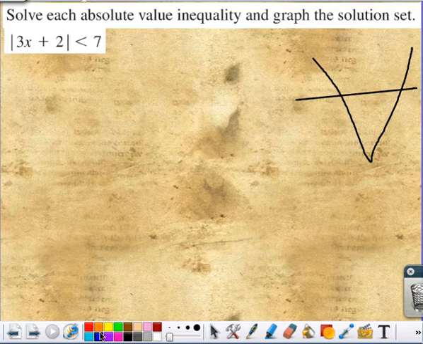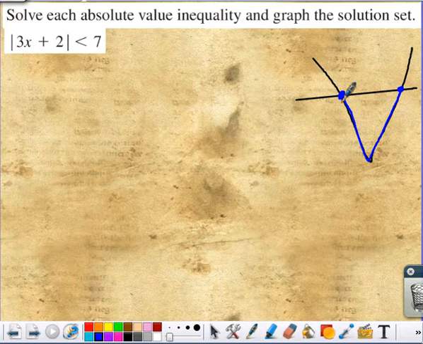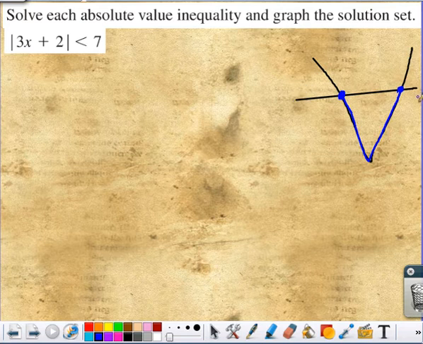We're looking for where the V graph is less than. That's below. Where is the V graph below the horizontal line? Well, that'd be the middle. Everybody understand that? Everywhere from here up to here, and it'd actually be open. The only problem is we need to know where is here and where is here. This and this is where the V graph crosses the horizontal line.